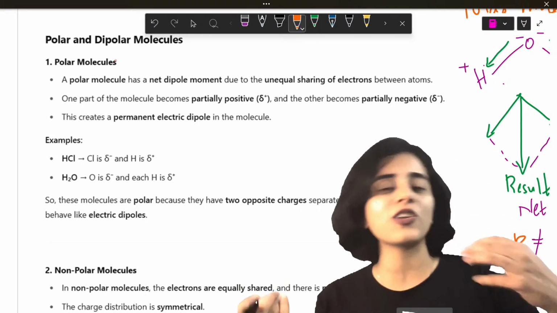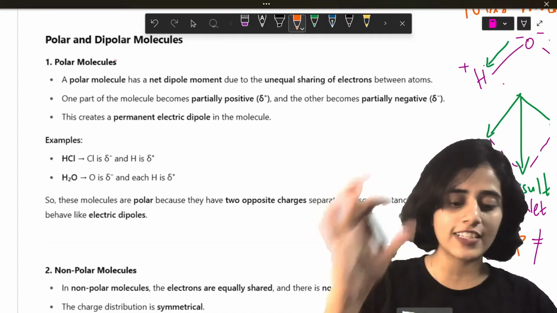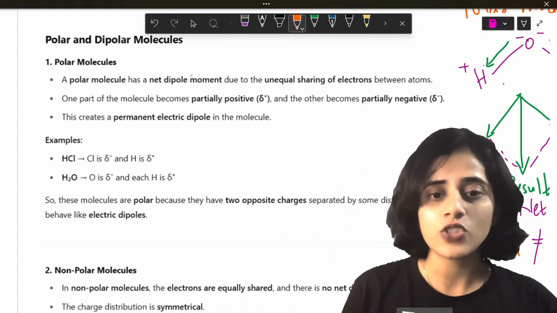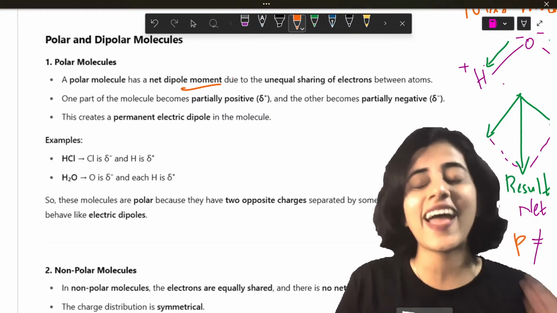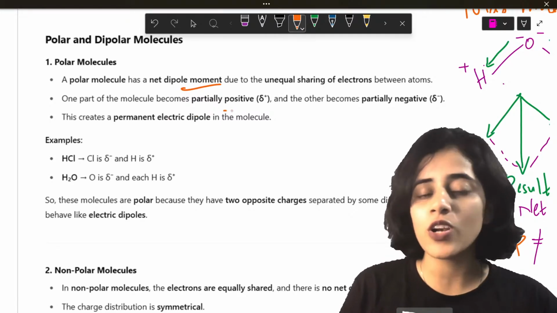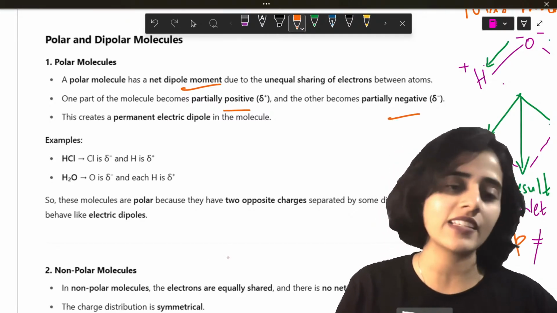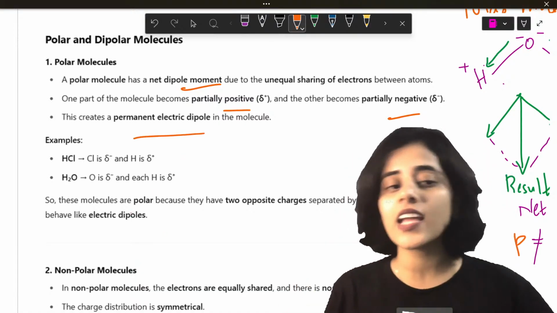What is a polar molecule? What is a dipolar molecule? If you learn it by heart, you might get confused, so I actually explained it to you. A polar molecule has a net dipole moment. One part of the molecule is positive, the other is negative, and this creates a permanent electric dipole. This is what I just explained.